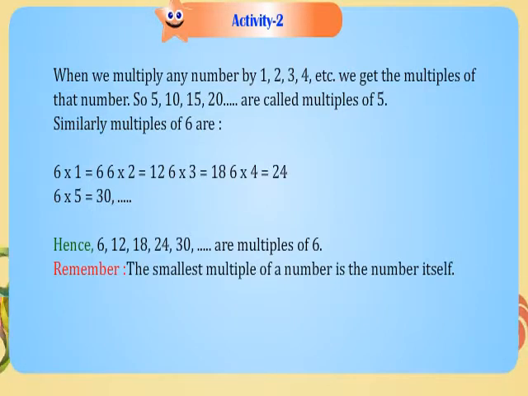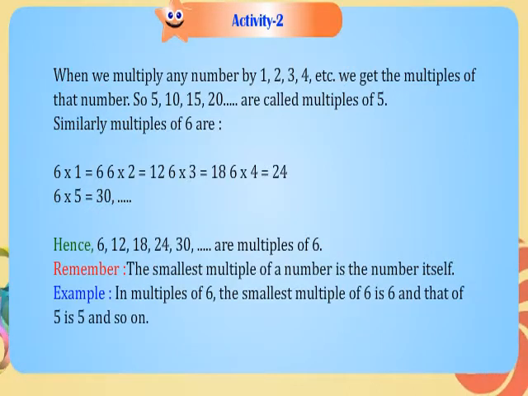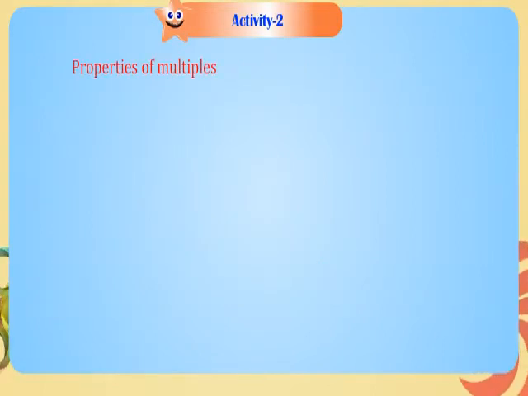Remember, the smallest multiple of a number is the number itself. For example, in multiples of 6, the smallest multiple of 6 is 6, and that of 5 is 5, and so on. Properties of multiples.